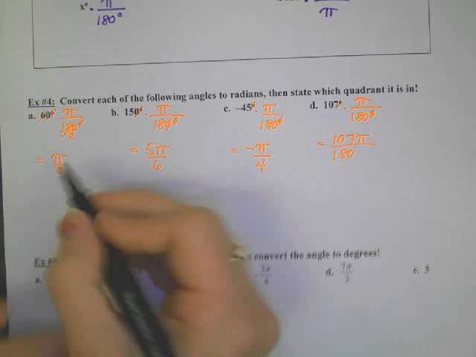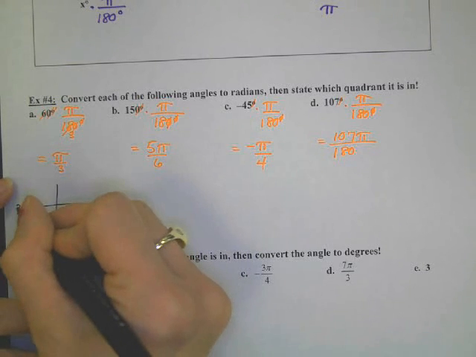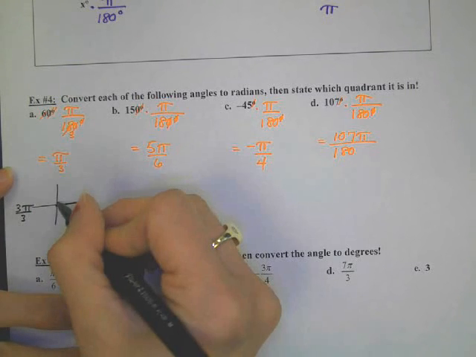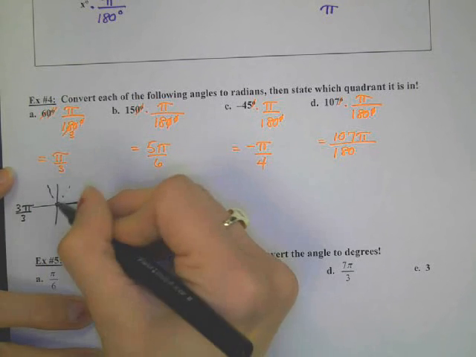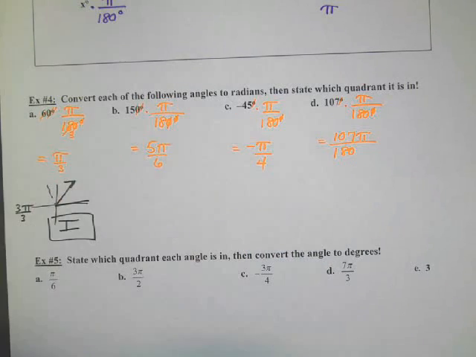So I want you to think, first of all, pi over 3. If this was 3 out of 3, where would 1 out of 3 be? 1, 2, 3. It would be right here in quadrant 1.